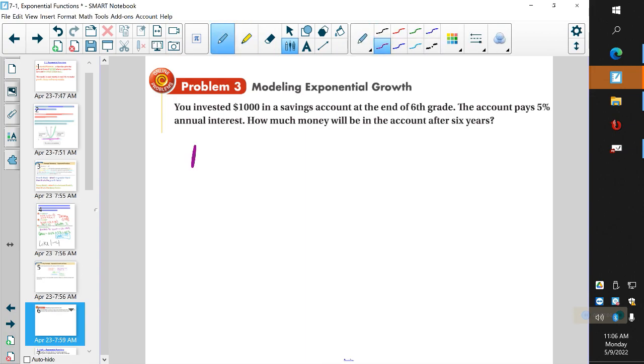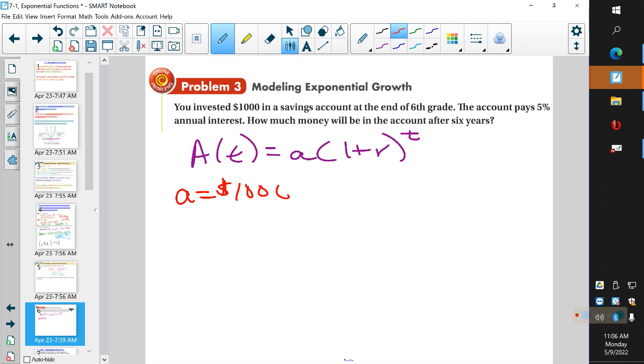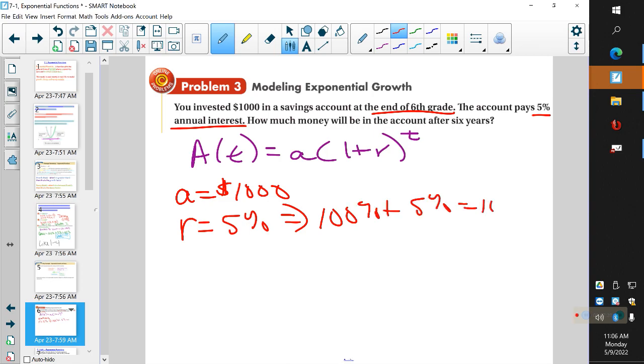If I were to look at it in this formula, A(t) is equal to a(1 + r)^t. Now, what is a in this problem? $1,000. The account pays 5% annual interest. Am I growing or am I decaying? I am growing. So my rate is going to be 5%, which means I'm going to have 100% plus 5% to give me 105%. Do we all understand that? Which means this whole number is 105. Do we get that? That whole number is 105.